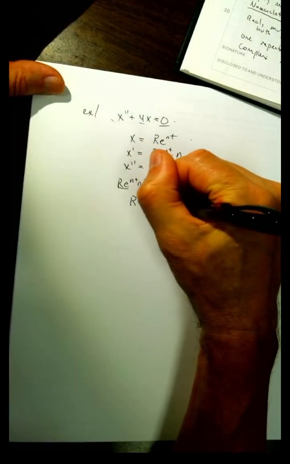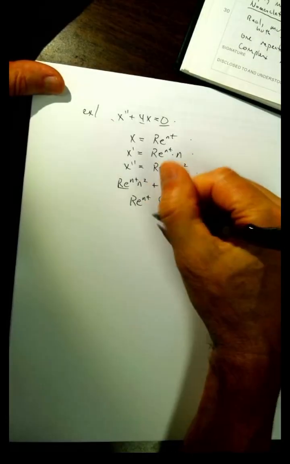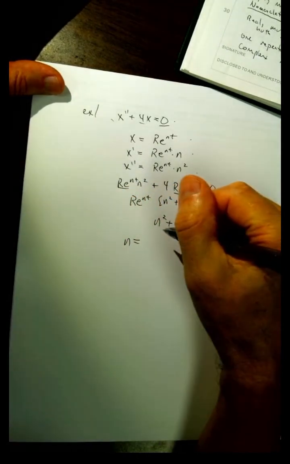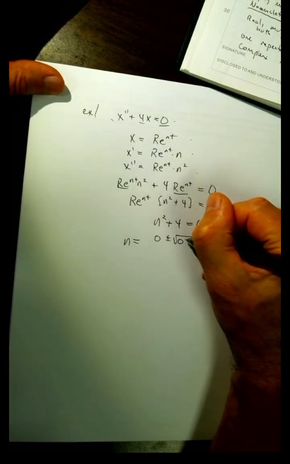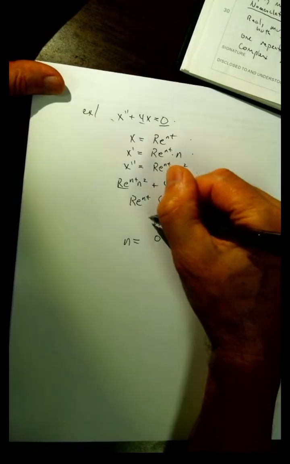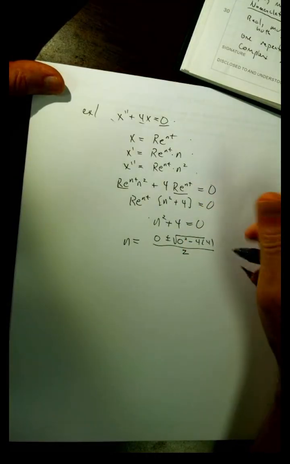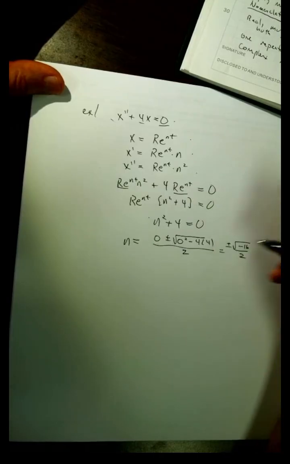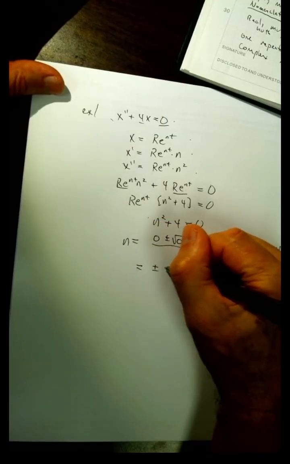I can factor out an re to the nt. Get n squared plus 4 is 0. So again, I don't want r to be 0, so that means n squared plus 4 is 0. I can't factor that. So minus b, b is 0, so that's 0 plus or minus the square root of 0 squared minus 4, a is 1, c is 4, over 2 times 1 for the denominator. So I'm going to get minus 16 over 2 plus or minus. And that is plus or minus 4i over 2. That's going to be plus or minus 2i.